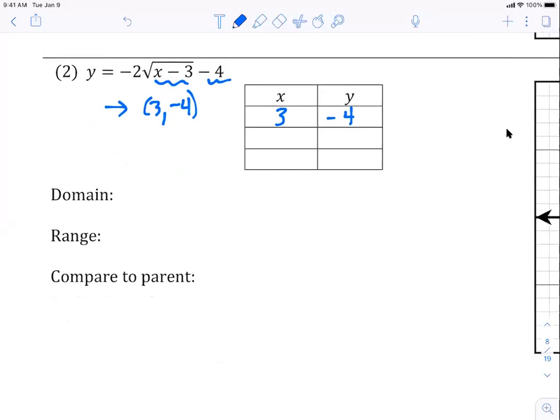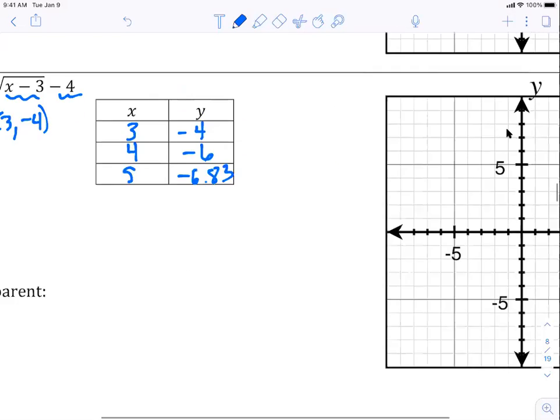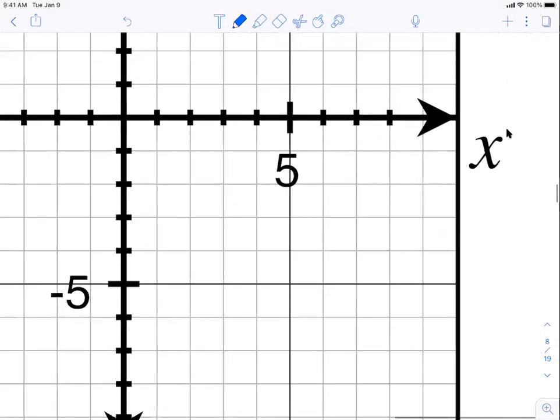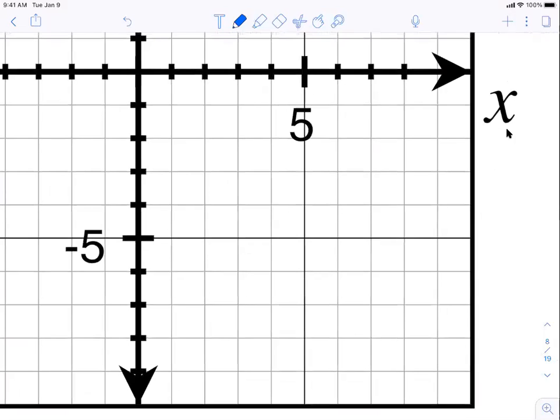Now, if you fill in the rest of that table, you guys can look at the table for this second graph. But it should have been (3, -4), (4, -6), and (5, -6.83). So those are the points that I would start by graphing. So we're going to start by going right 3, down 4. Boom, plot my first point.